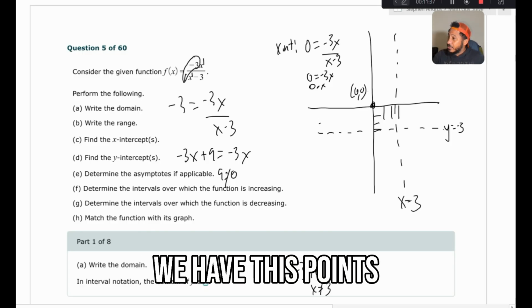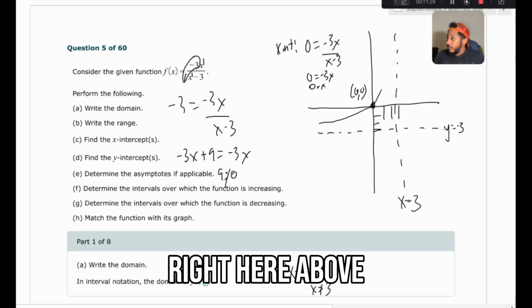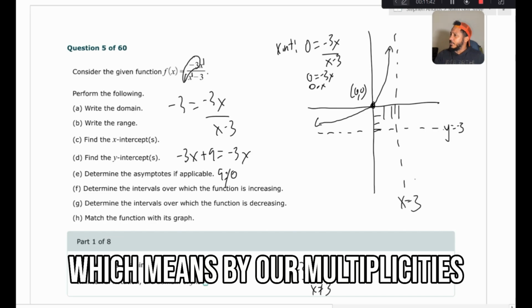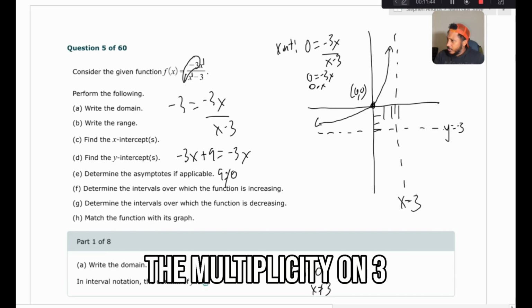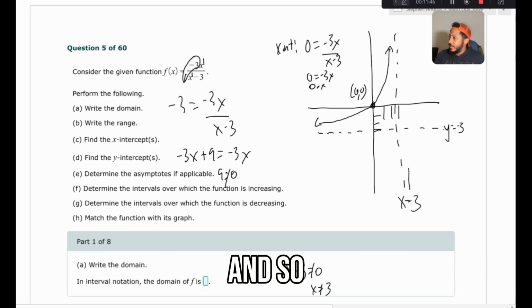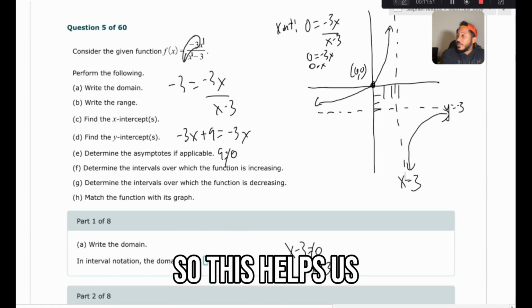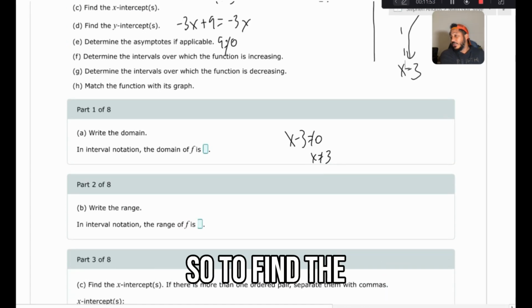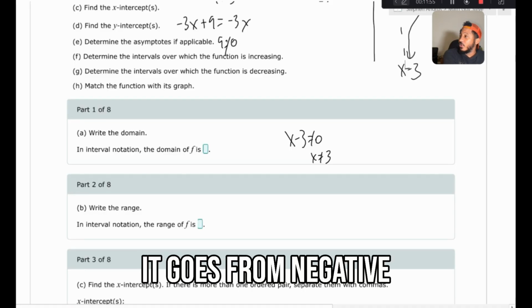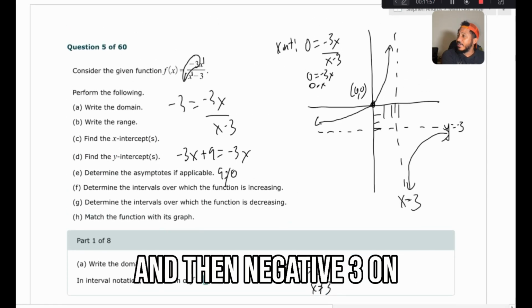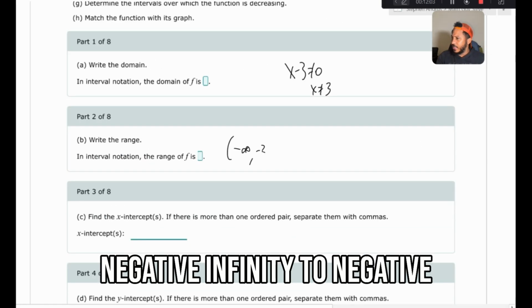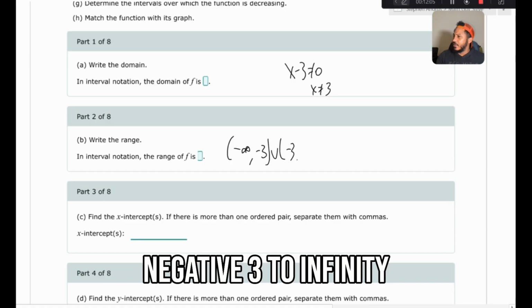So we know, since we have this point right here above, that whole piece has to be above, which means by our multiplicities, the multiplicity on 3 is just 1, and so this one has to be below, because remember, odd, opposite, right? So this helps us to answer the rest of our questions, right? So to find the range, we see, okay, it goes from -infinity to -3, and then from -3 to infinity.